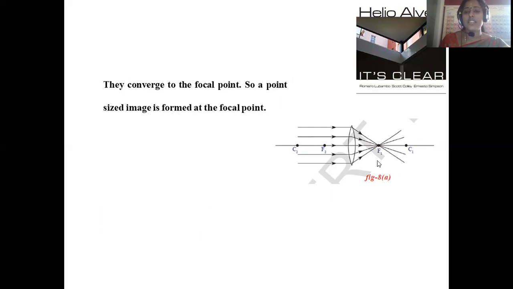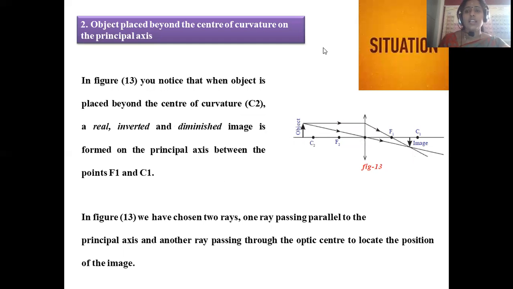So, where the convergence is there, there only you will get the image of the object. So, here at the focal point, you will get the image of the object. This is condition number 1. Let us apply situation number 2. Object placed behind the center of curvature on the principal axis.